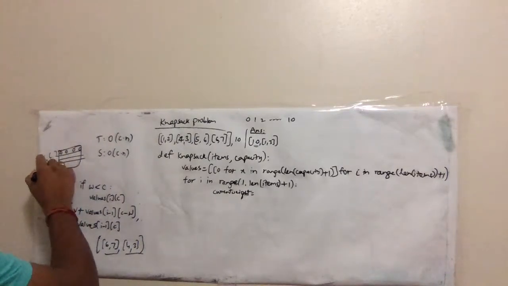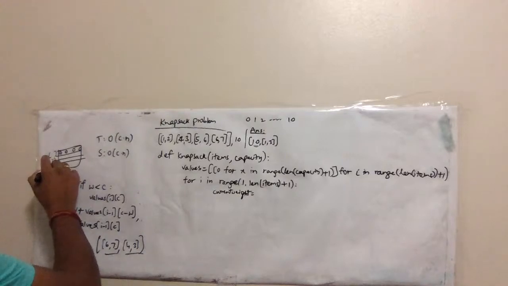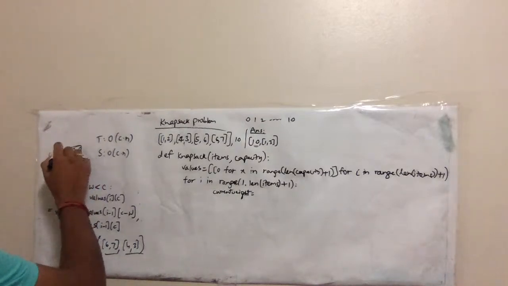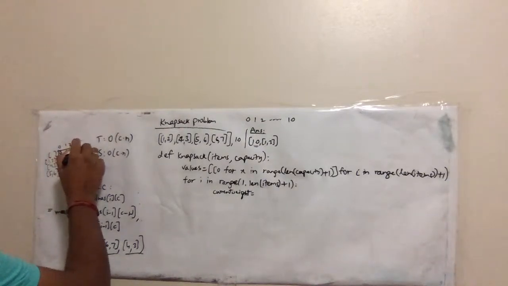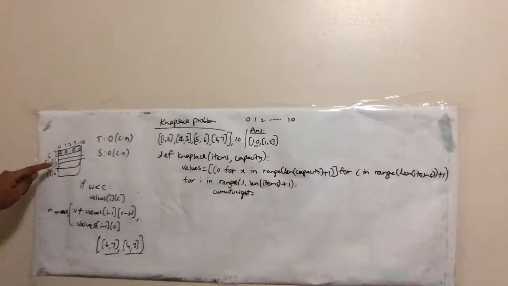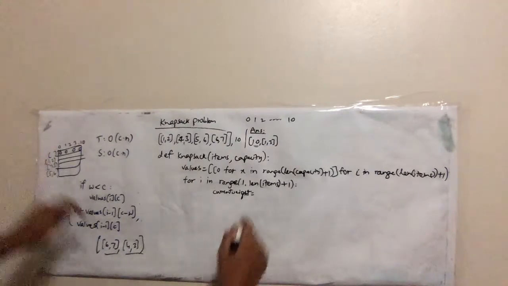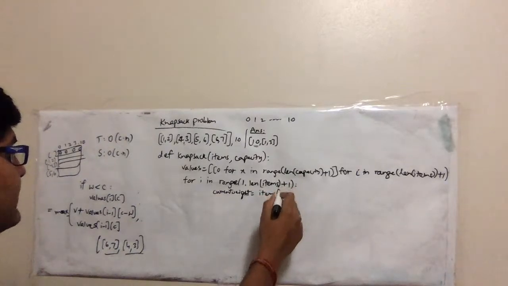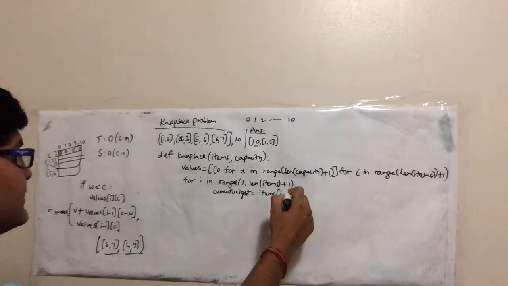we have kept here 1 comma 2, 4 comma 3, and 5 comma 6, and similarly 0, 1, 2, 3, so on up to 10. So how will we get the current weight for this after starting with? So current weight is items. We have the items of I minus 1.